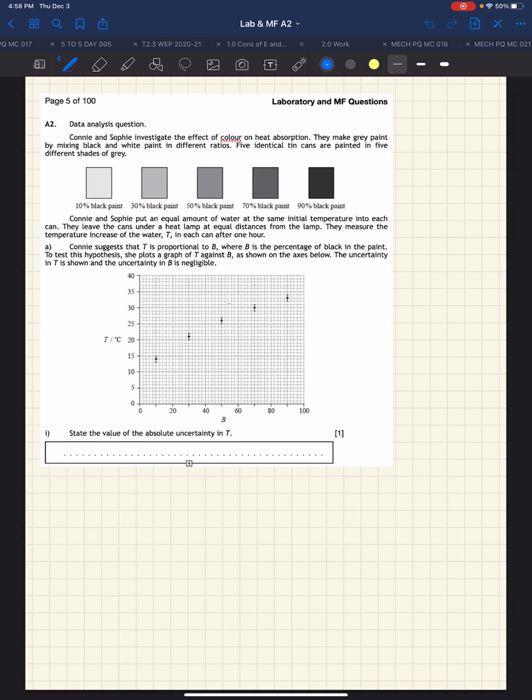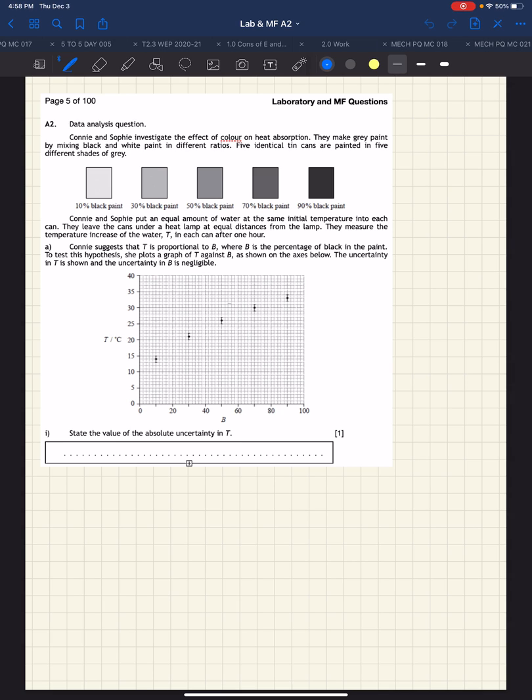So in this question, it's a pure data analysis question. We have a situation where we have these two ladies who have mixed varying degrees of black and white paint to produce different shades of gray, and they want to see what effect it has when they're putting it under a heat lamp. And so the truth about a question like this is we don't really need to know much about the situation to answer all the questions that are asked of us. It's really about the process of breaking down and analyzing a graph.